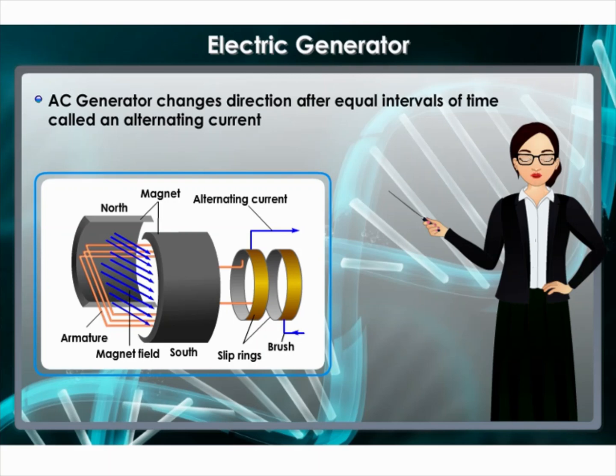Thus, after every half rotation, the polarity of the current in the respective arms change. Such a current, which changes direction after equal intervals of time, is called an alternating current, abbreviated as AC. This device is called an AC generator.